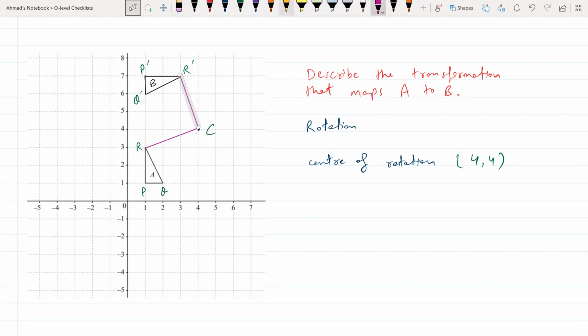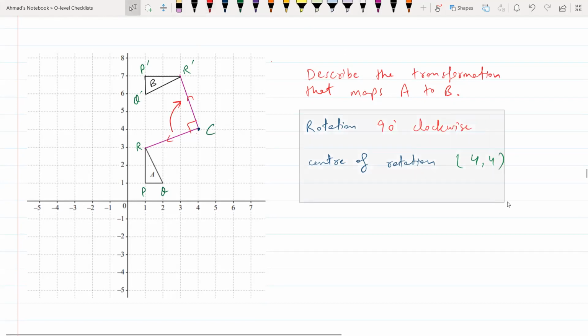Now see, what was the original object? Original object was this one, this A. That was the original object. What happened to A? This was the object, it rotated and went up. R is going to R dash here. So you can see here it's a 90 degrees rotation, and it's clockwise. So it's 90 degrees clockwise rotation. So that's how you describe a rotation.